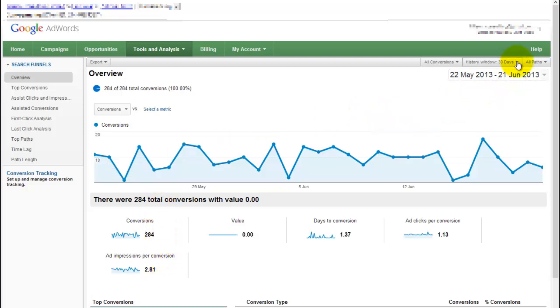The other thing we can do is look at the history window up here. We can change that to 90 days worth of data to give us a bigger window. So this is more considered purchase. People are researching over a longer period of time. So we're just going to look at time lag.